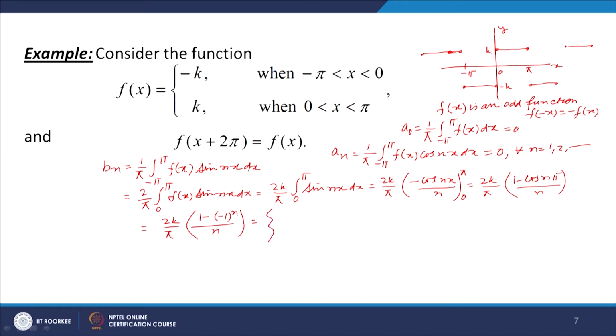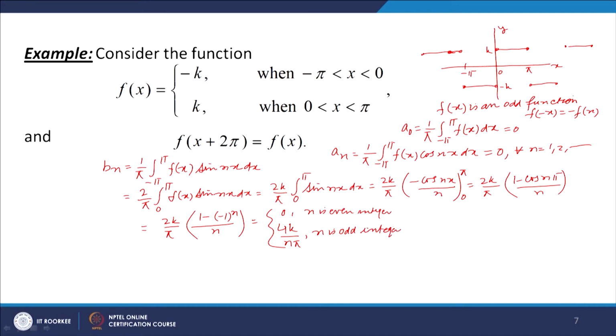So, this is equal to, if n is even, 1 − 1, so 0 if n is an even integer, and this will be equal to 2 if n is odd. So, we get 4k/(nπ) when n is an odd integer.